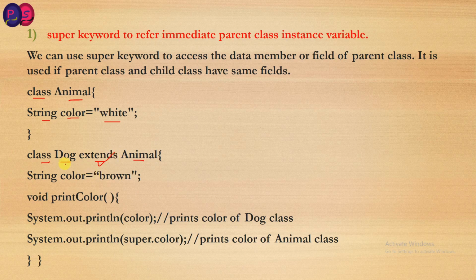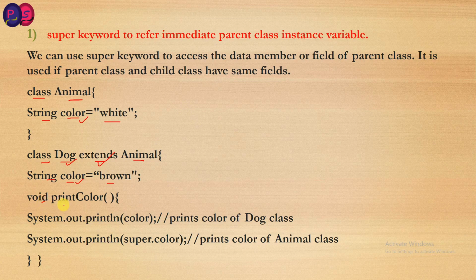So we have created a subclass Dog. In that we have created a color variable and the value of this color is now brown. In the superclass the value of color was white. So here there are the same fields, that is, color is the same. So how we can use super, we will see here.